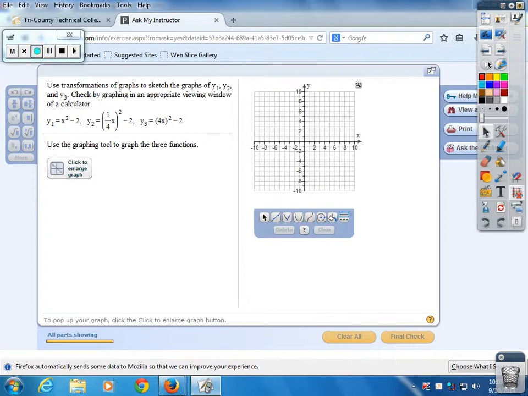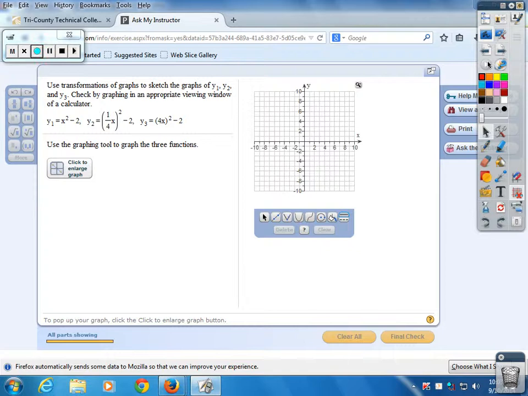All right? Now look at this one. Something's going on with this one. We got a 1/4 x squared. Well, that's not 1/4. That's 1/16 x squared. I don't know why they did that, I guess to irritate you. But anyway, let's do this one. 1/16 x squared minus 2.